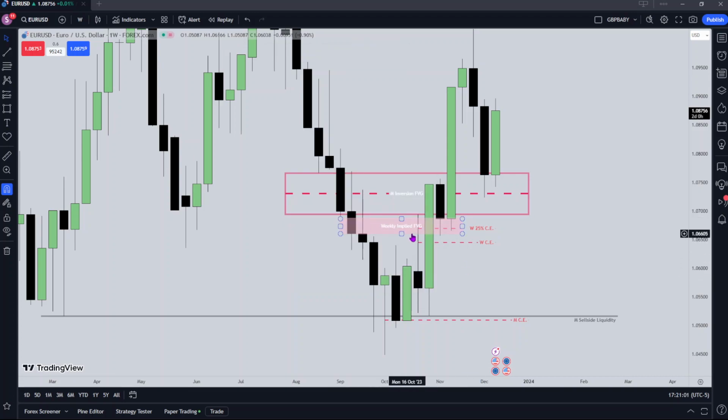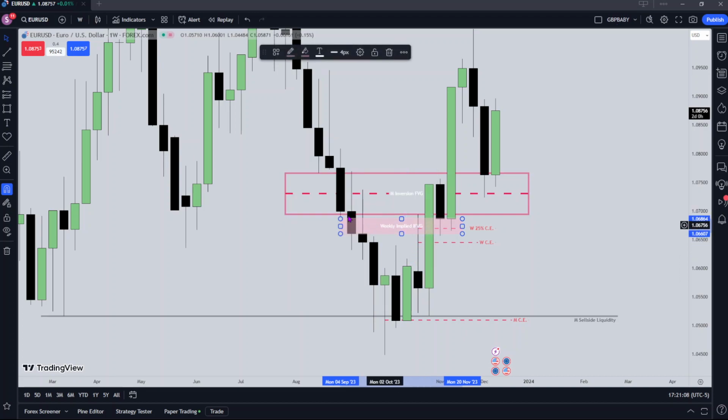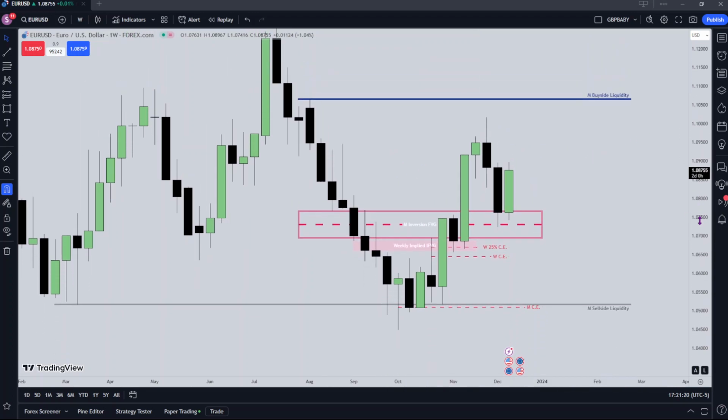And technically it's an implied inversion fair value gap, so implied IFVG. Why is it an implied IFVG? Why is it an implied inversion fair value gap? Because delivery on the downside, we expect it to act as resistance. The first time it hits it, it does, but then we trade through it and close above it, so now it should act as support. Does it find support? Yes. So let's carry on looking at the weekly PD arrays.